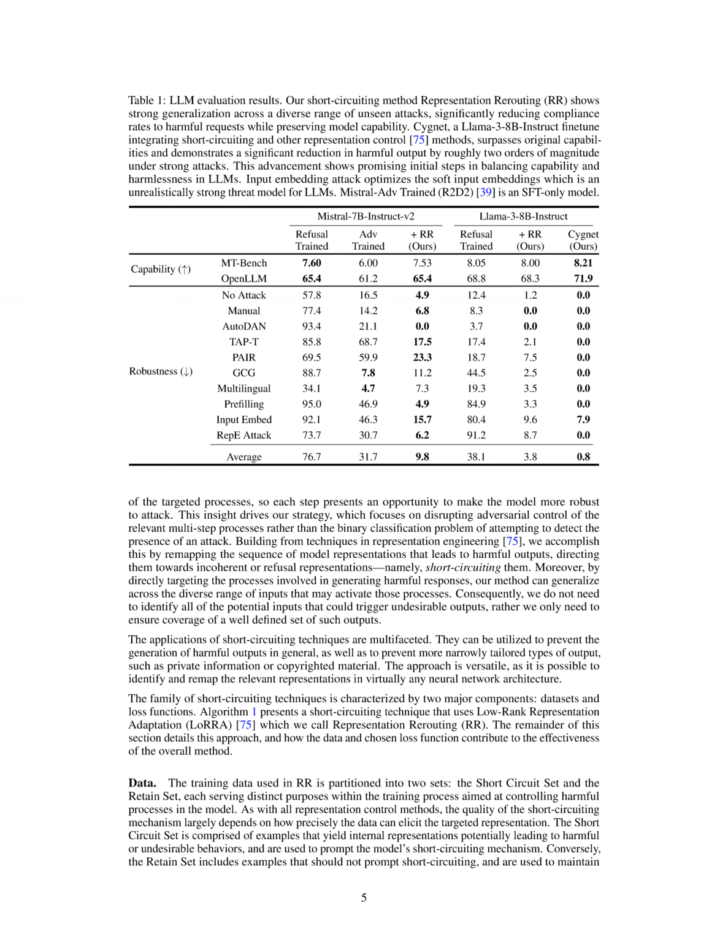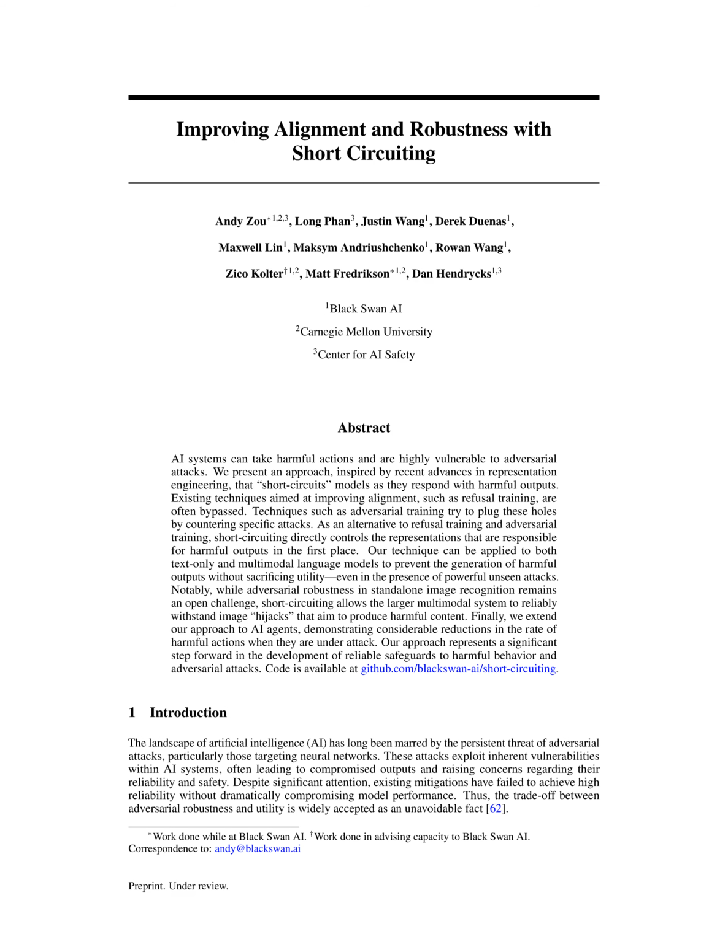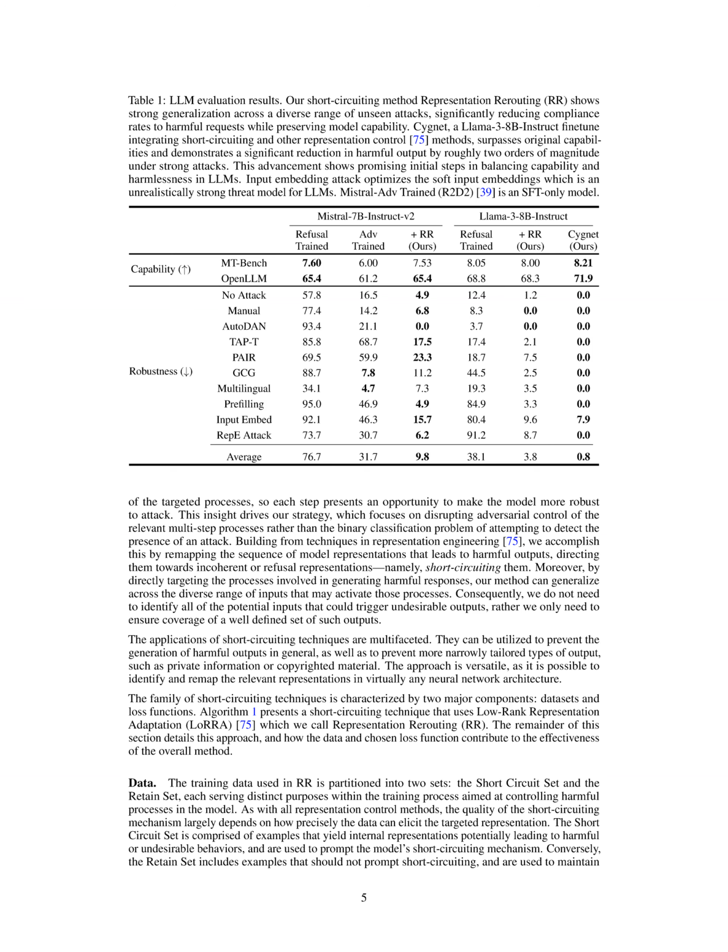5. Improved safety and security. By focusing on preventing the generation of harmful or undesirable behaviors at the internal representation level, the short-circuiting approach enhances the safety and security of AI systems. It reduces the risks associated with compromised outputs, such as generating copyrighted information or defamatory content. 6. Generalization across inputs.